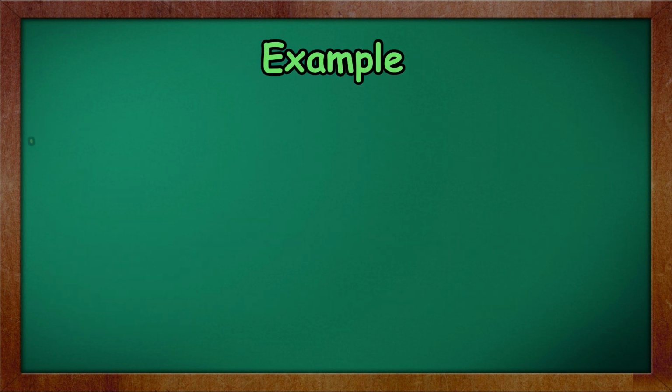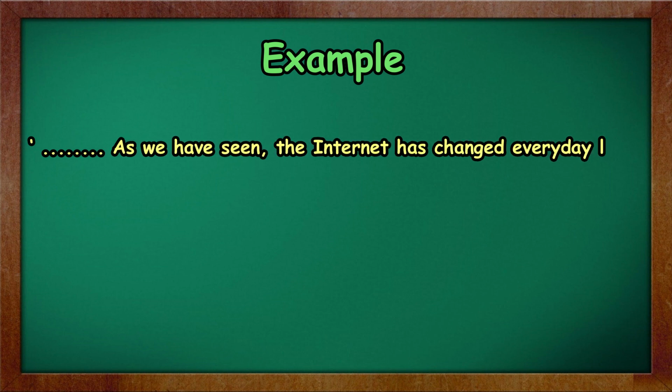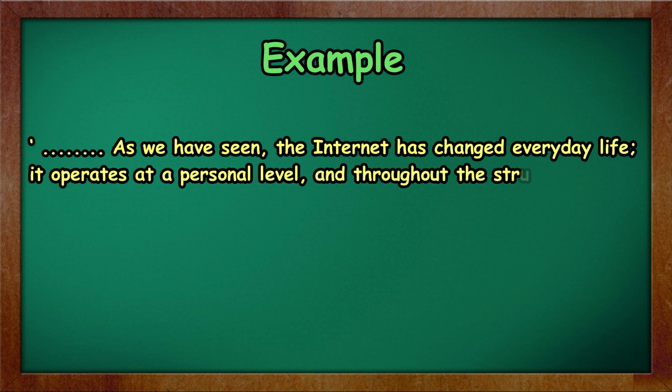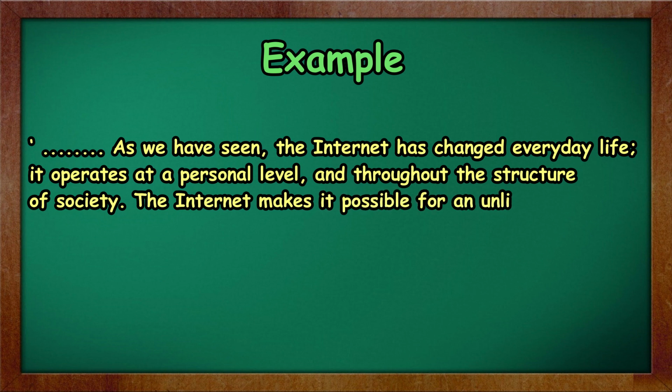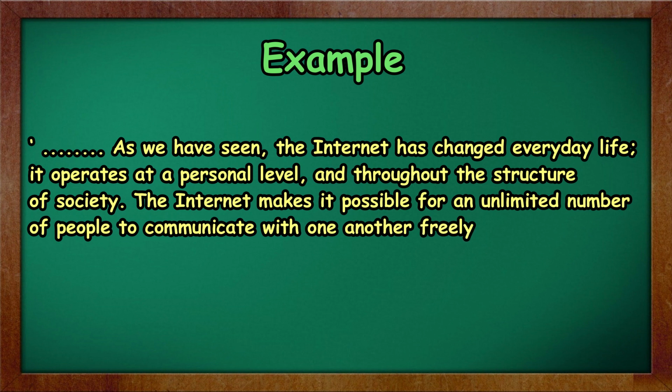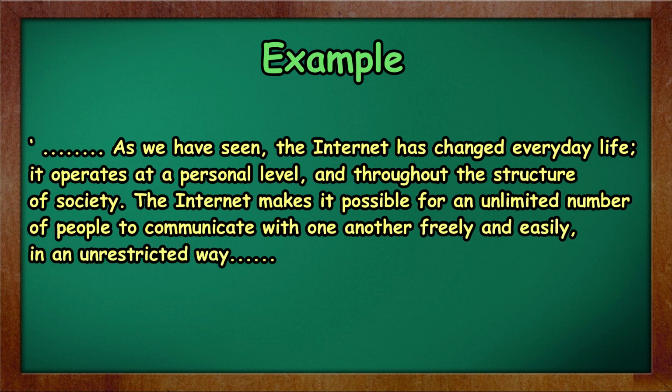Check out the example for a good conclusion. As we have seen, the internet has changed everyday life. It operates at a personal level and throughout the structure of society. The internet makes it possible for an unlimited number of people to communicate with one another freely and easily in an unrestricted way.